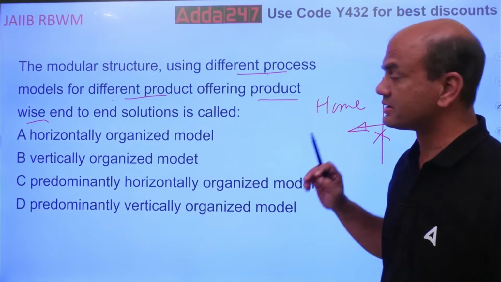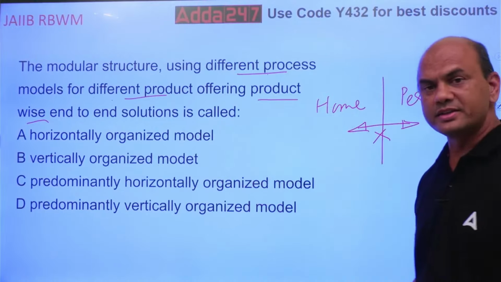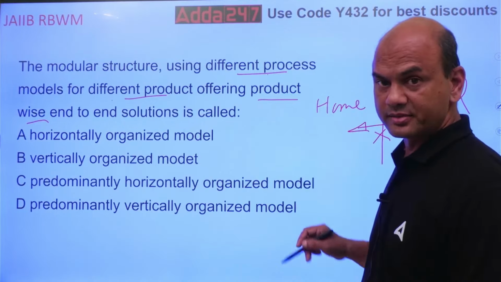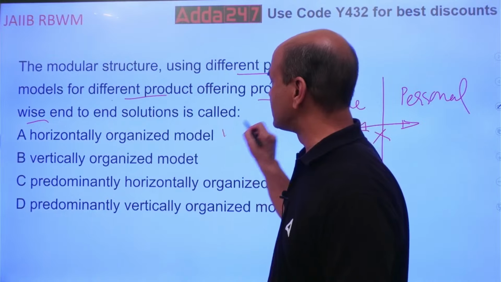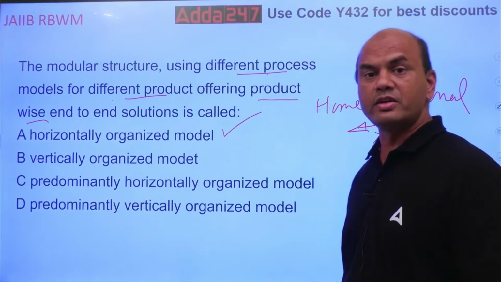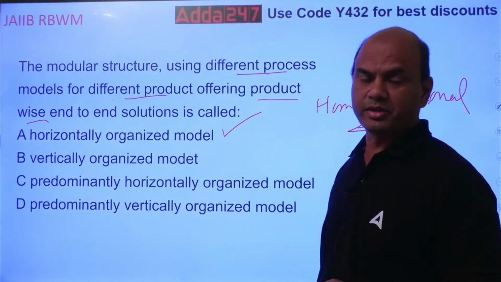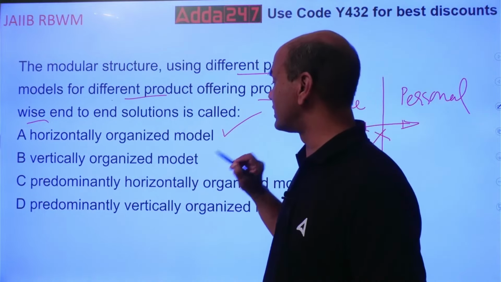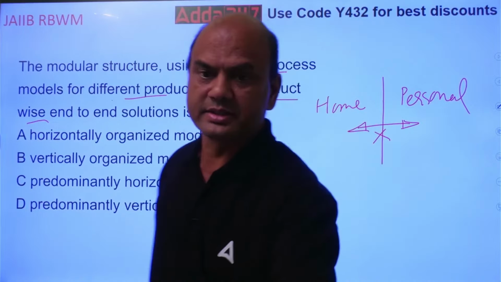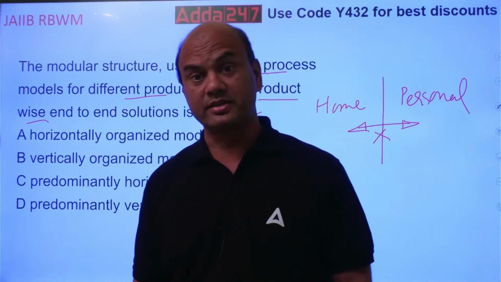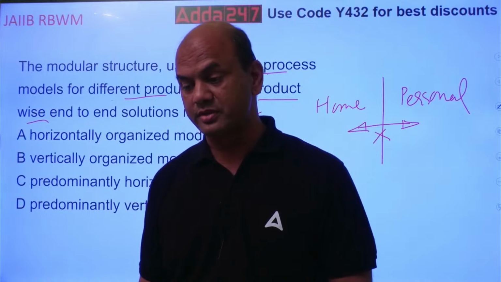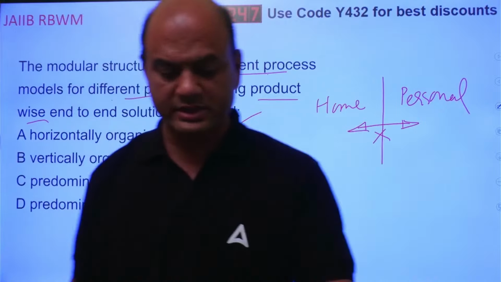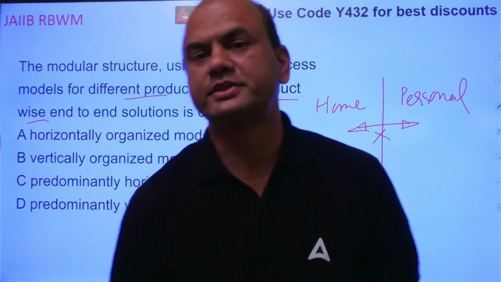So what is the answer? Kindly understand, whenever there is no data sharing between the products, it is called a horizontally organized model. Whenever there is 100% data sharing between the products, in that case it is called a vertically organized model. Here in this case it is no data sharing, so it is a horizontally organized model. Okay? Next one.